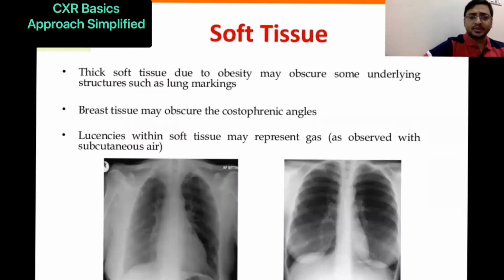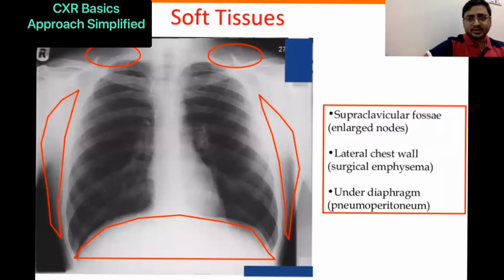So coming to soft tissue, thick soft tissue due to obesity may sometimes obscure good quality images, and breast tissue shadow may be overlapping sometimes. You must be cautious before interpretation, and lucencies within soft tissue may represent gas as observed with subcutaneous air. We have seen in cases of subcutaneous emphysema where you will see the air shadow. So these are the soft tissues: the supraclavicular fossa, the enlarged nodes, lateral chest wall, surgical emphysema. These are the places where you should look, and under the diaphragm, whether any gas under diaphragm, pneumoperitoneum or not. So these are the importance.